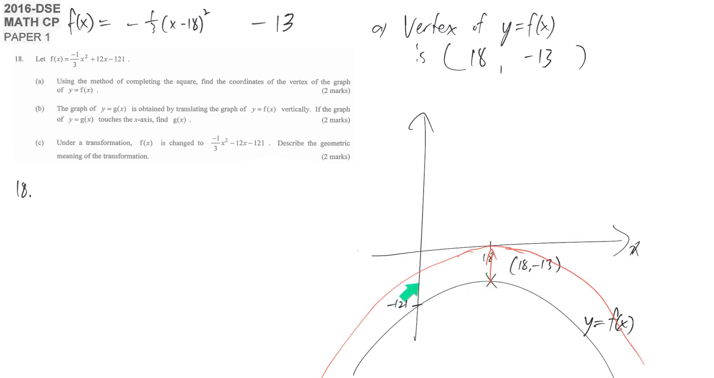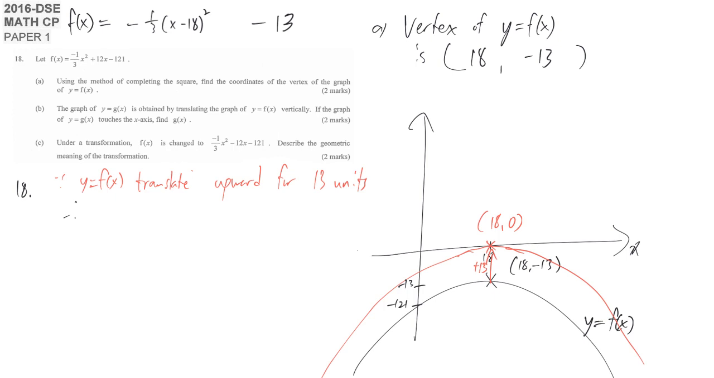And then how do you know how many units to translate upward? You just look at the original height of the vertex. The height of the vertex is -13. To make it reach 0, the new vertex is (18, 0) because they say it touches. So the vertex will touch the axis. That means it's translated upward by 13 units. We have to find g(x), so we just need to write it down: y equal to f(x) translated upward for 13 units.